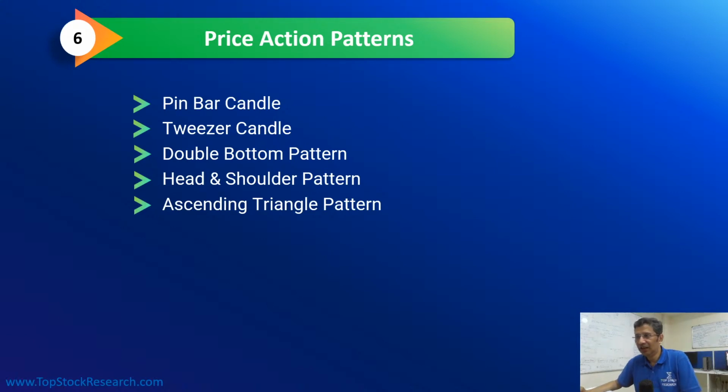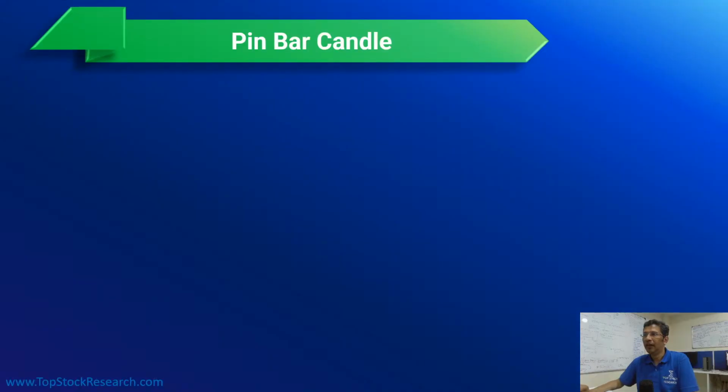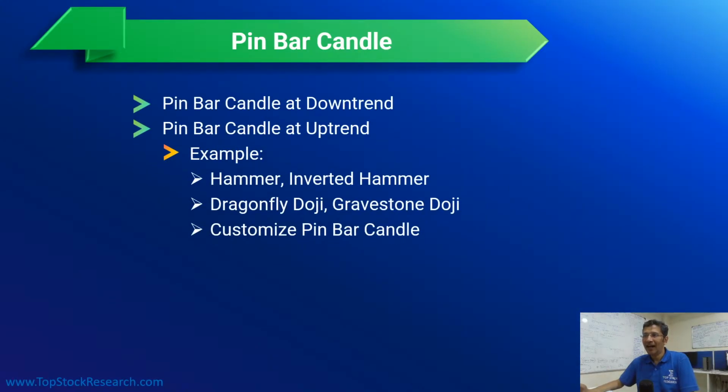There will also be opportunity for you to start brushing up or using the tools to take the best advantage of it. So first is the pin bar candle, then Tweezer, double bottom, head and shoulder, and ascending triangle pattern, which are some of the patterns we have tried to cover in this session. What is a pin bar? A pin bar is a candle where the body is very small and the tail is pretty long, depending on where it is formed. Some examples the team has put up are hammer, inverted hammer, and dragonfly doji.